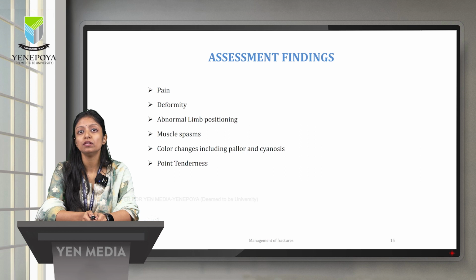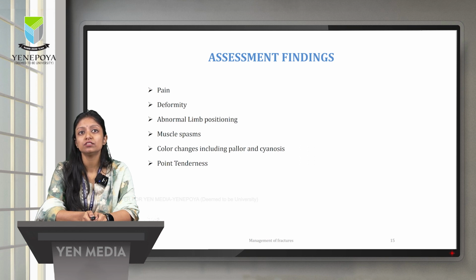Then we have abnormal limb positioning. As the deformity occurred, the positioning of the limb where the fracture occurred will definitely be abnormal. Next, there is muscle spasms, as already discussed, because when the bone breaks, it might cause injury to the muscles and stretch the muscles too much, which will lead to muscle spasms.